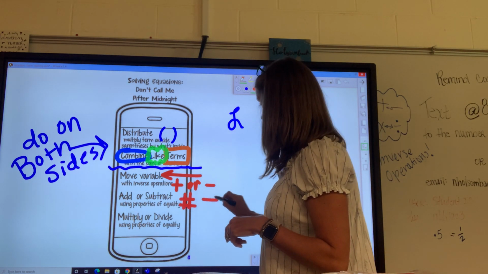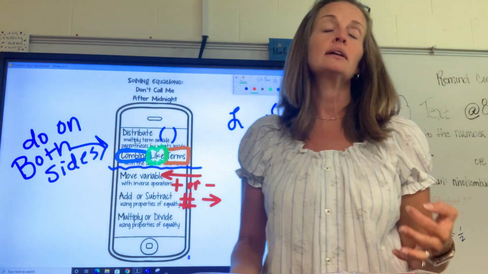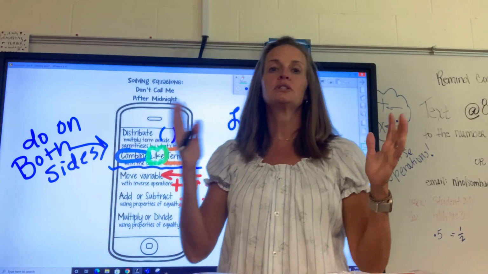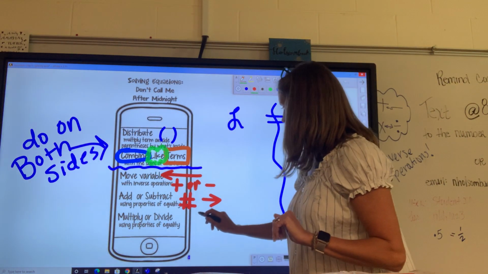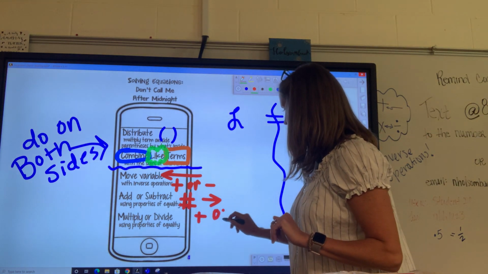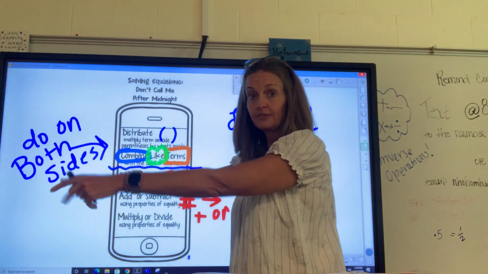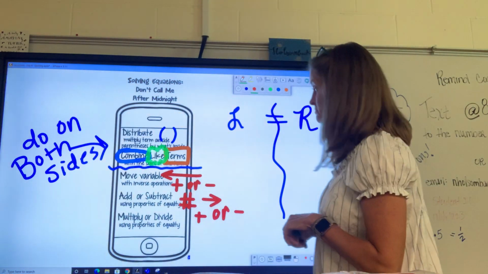And numbers are to the right. Numbers go to the right. It's not a law. It's just something I like to do to keep myself straight. And again, I'm going to do that with adding or subtracting. So letters pick up, move to the left. Numbers pick up, move to the right if they're on both sides.